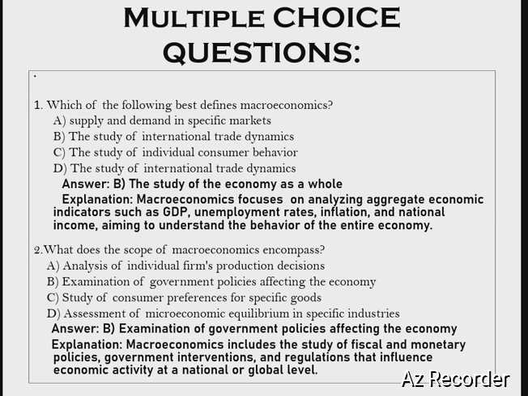Next question is, what does the scope of macroeconomics encompass? Option A, analysis of individual firms' production decisions. Option B, examination of government policies affecting the economy. Option C, study of consumer preference for specific goods. Option D, assessment of macroeconomic equilibrium in specific industry.